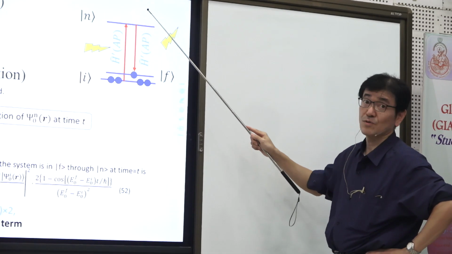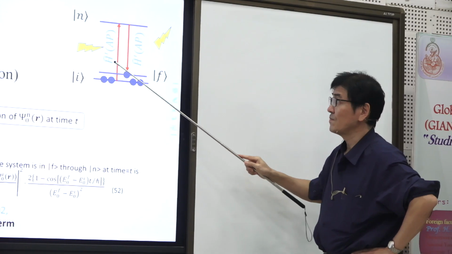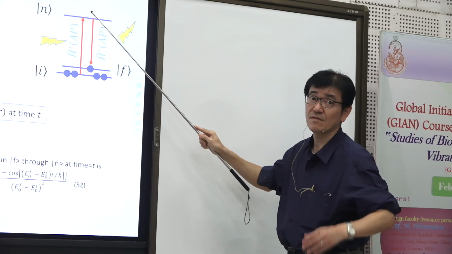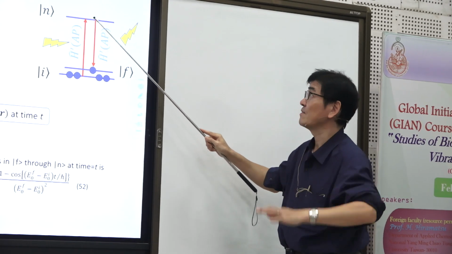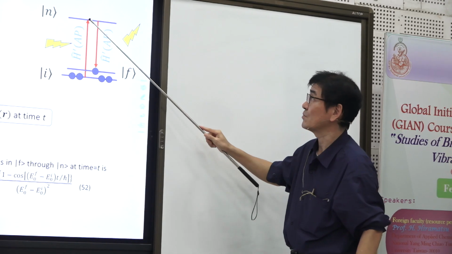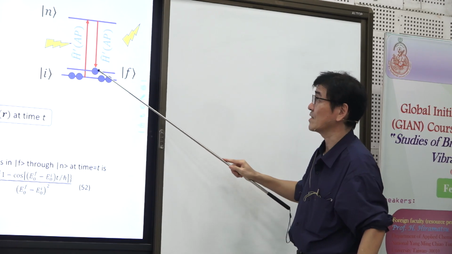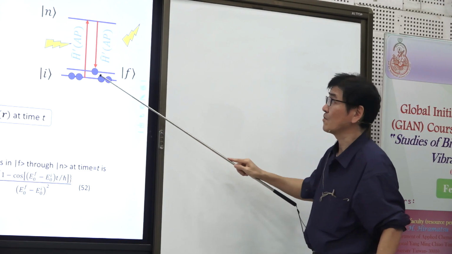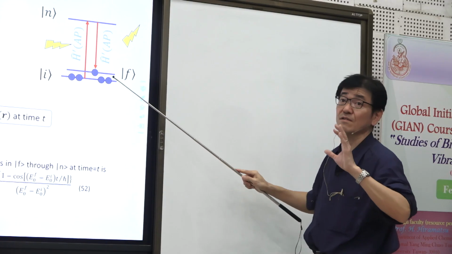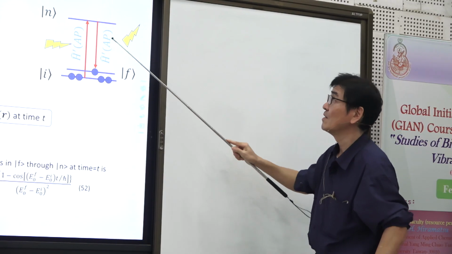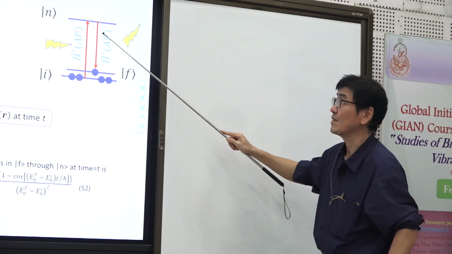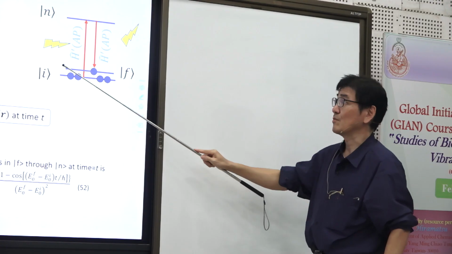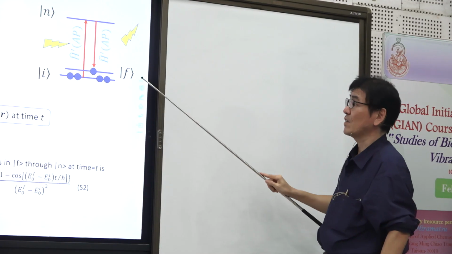During the Raman scattering process, the molecule starts from the initial state and goes to the intermediate state. It may be real or virtual. I don't care for now. But passing through N, it reaches the final state. So the energy difference between this light and this light corresponds to the vibrational energy. So we get the information of molecular vibration from this by measuring the wavelengths and the energy difference between this light and this light. But anyway, the molecule moves from initial through intermediate and reaches the final state.